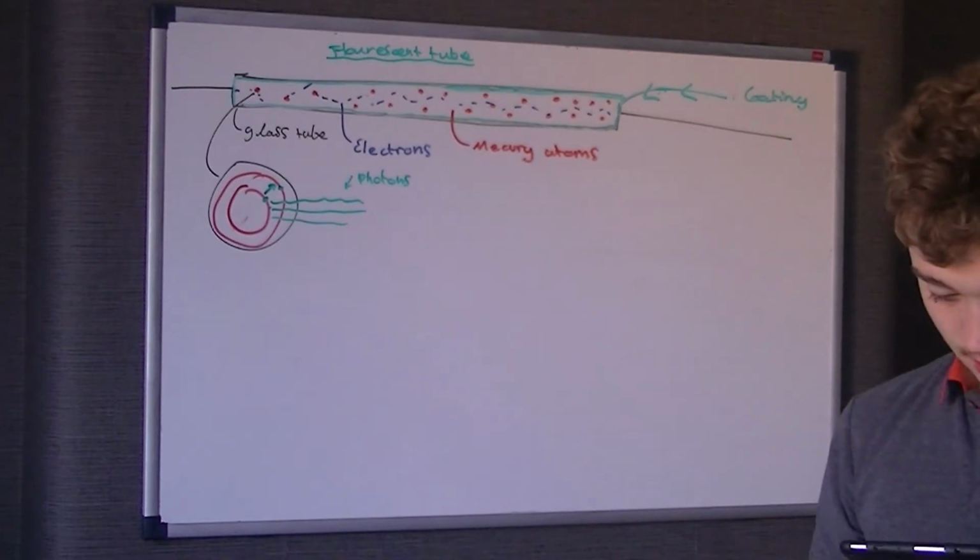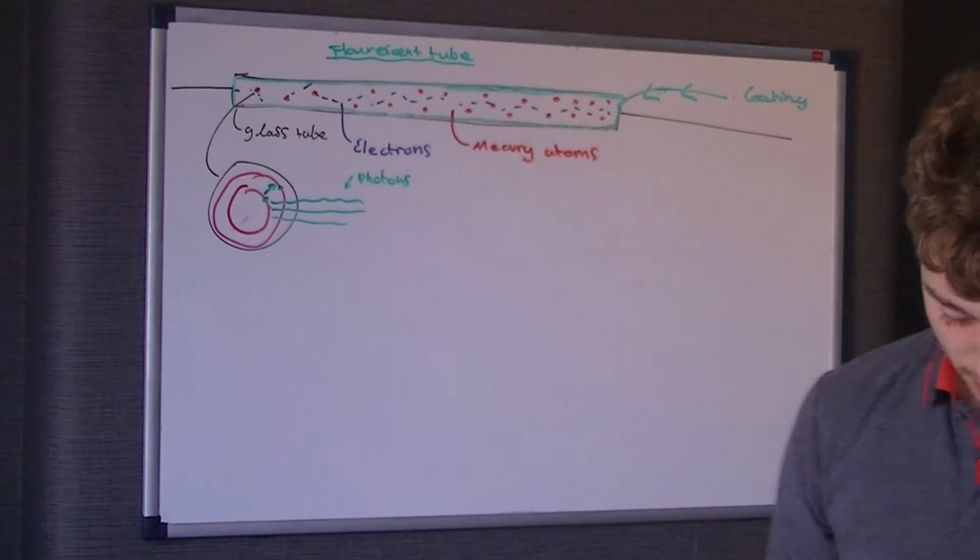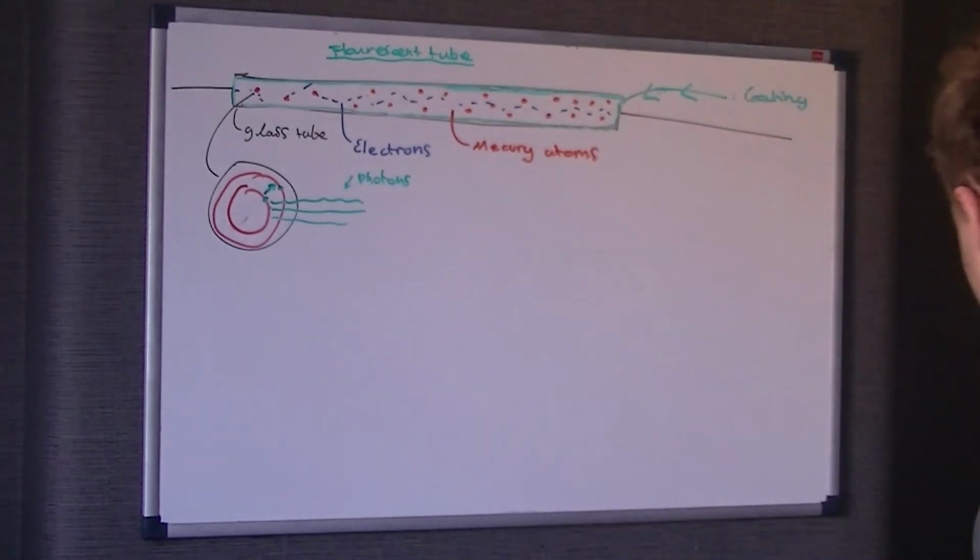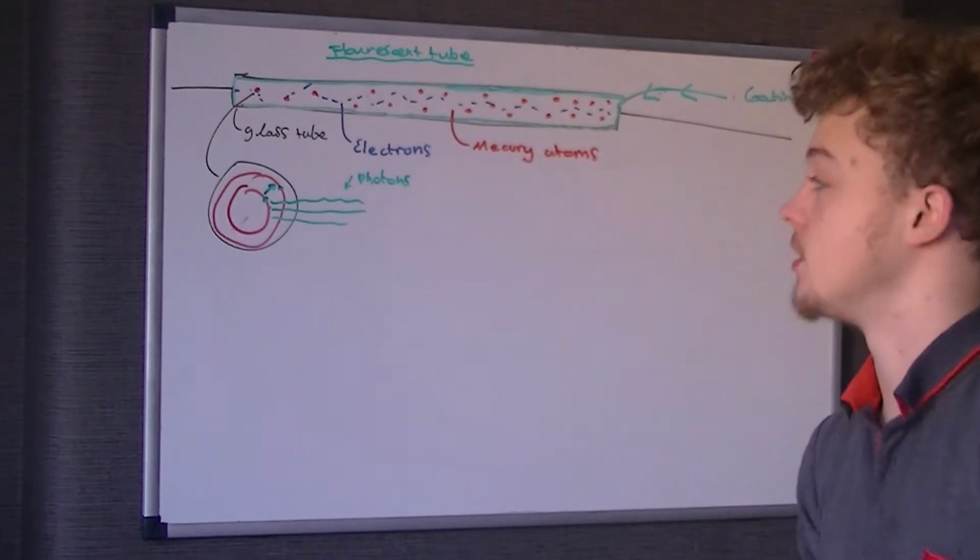4a part 4 says, why do the mercury atoms emit photons of characteristic frequencies? Well, there's a couple of things here that we need to relate. This is worth 3 marks, so obviously there's going to be a bit of thinking and writing to do with this one.